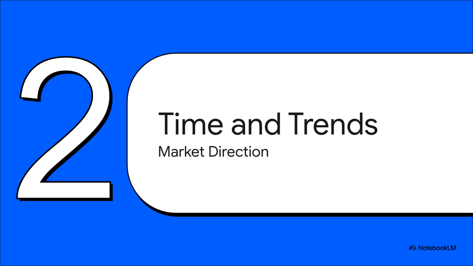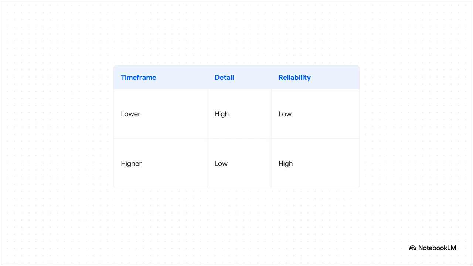Moving right along to part two, time and trends. Let's find our market direction. Now we're going to zoom out a bit to look at the broader sentiment formed by price. A time frame simply tells you how much time each candlestick represents. And here's the little secret that frustrates so many novice traders. Lower time frames, like the 1-minute chart, are honestly like watching a squirrel on espresso.